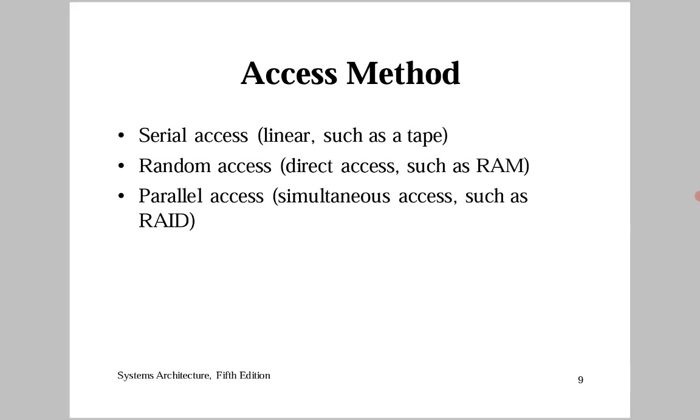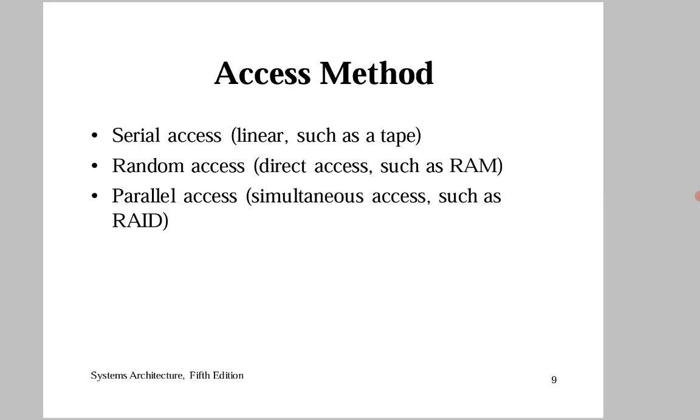The first one is sequential or serial access. The second one is random access. Random access means direct access, and it is also called direct access, such as RAMs. The third one is parallel access. Parallel access means simultaneous access, such as RAID technologies and others.